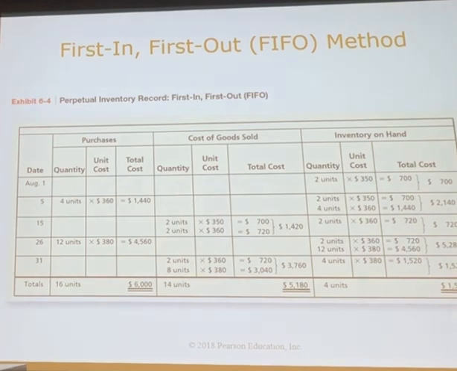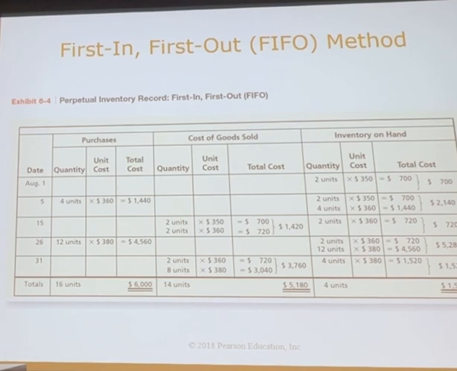Here's a perpetual inventory record where we're going to assume that we use the first in, first out method. On August 1st, we had 2 units in inventory. We paid $350 each for those units. On August 5th, we purchased 4 more units. We paid $360 each for those units. So at the end of the day on August 5th, we have a total of 6 units in inventory. 2 of those units we paid $350 for, and 4 of those units we paid $360 for.